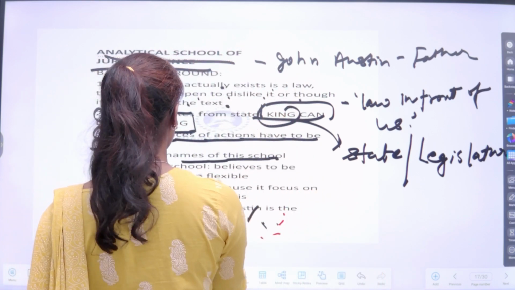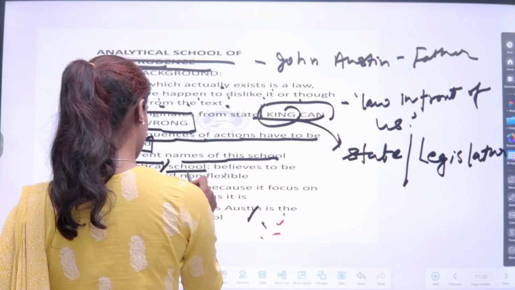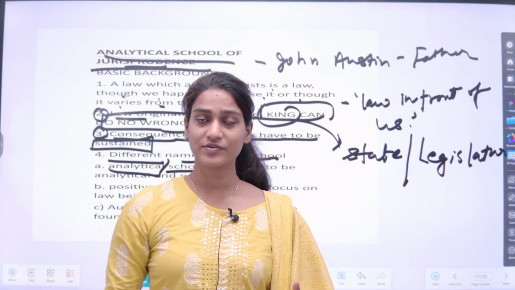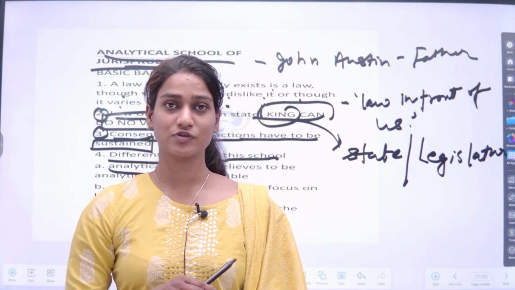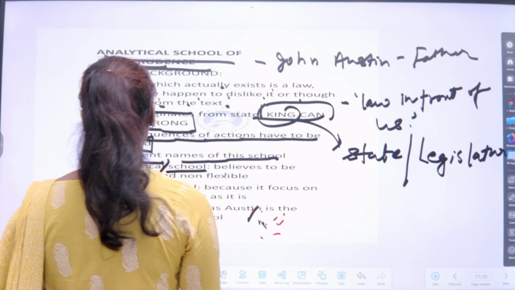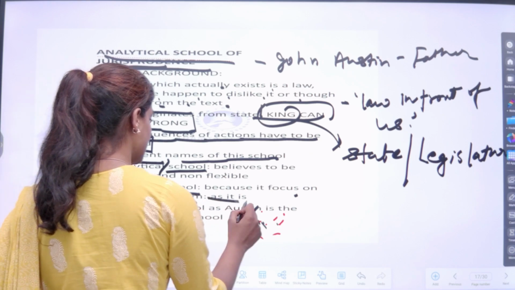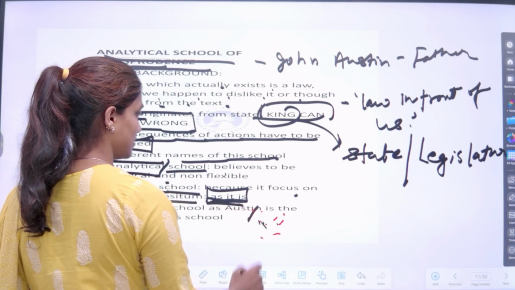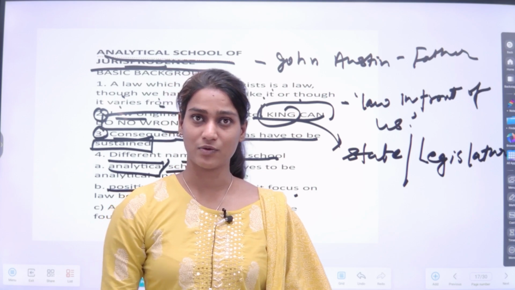Different names of this school: first, the analytical school, believed to be analytical and non-flexible. Why is it called the analytical school? Because analytical literally means a non-flexible approach. This school follows a non-flexible approach, that is, it is very rigid in nature. Second, the positive school, because it focuses on law being positive as it is. The keyword here is as it is: the law has to be followed as it is in front of us.